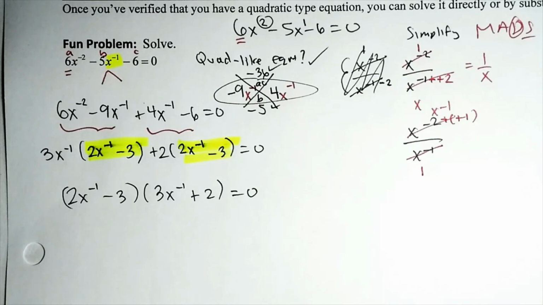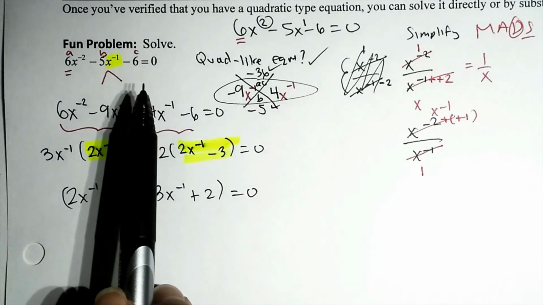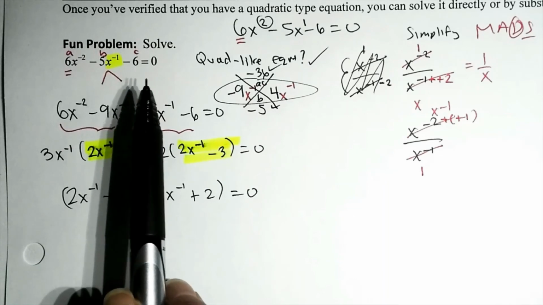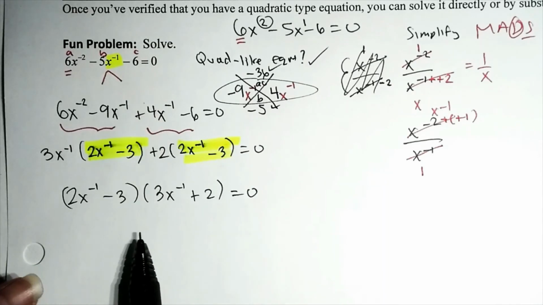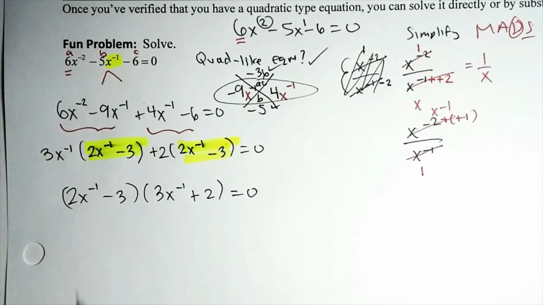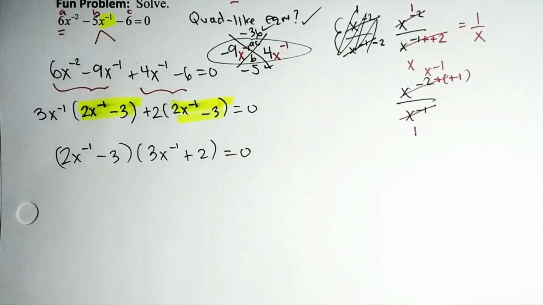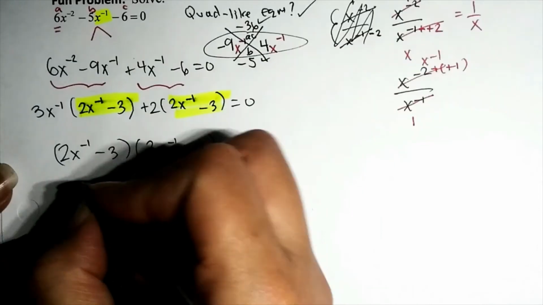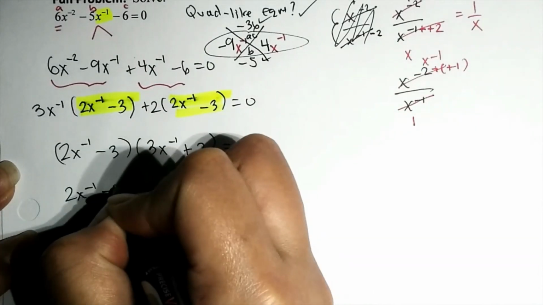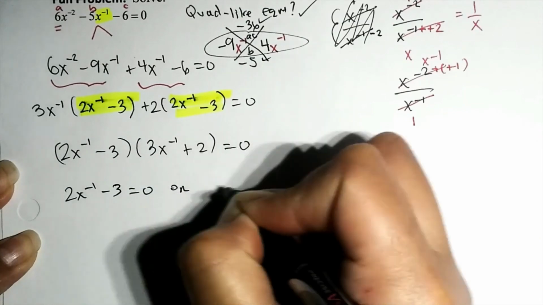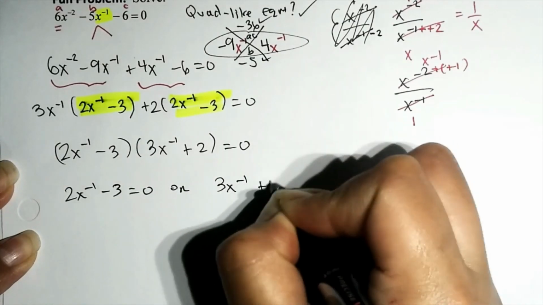So now that we have factored, following the procedure to solve an equation by factoring: 1, we set the equation equal to 0, which already was. 2, we factor completely however we can, and then 3, we apply the zero factor property. The zero factor property states that if a product equals 0, then one of the factors has to equal 0. So either the first factor equals 0 or the second factor equals 0.